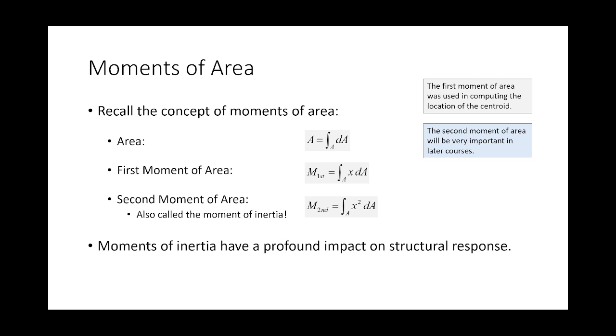And you could get crazy with this. You could say that the 35th moment of area is the integral of x to the 35th times your function, right? But there's a point when, like, what's the point? Why are you doing this?